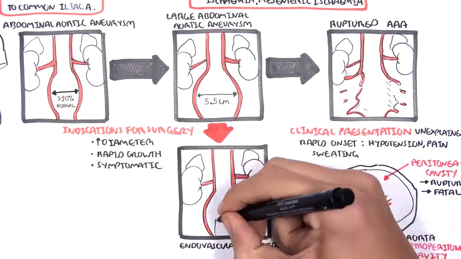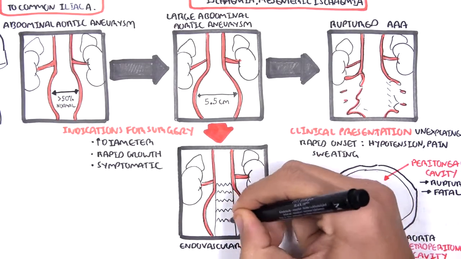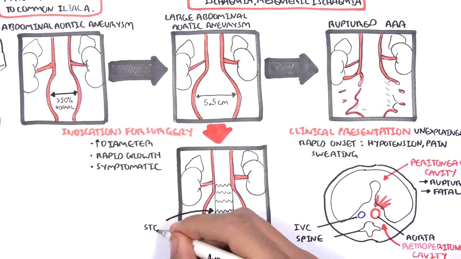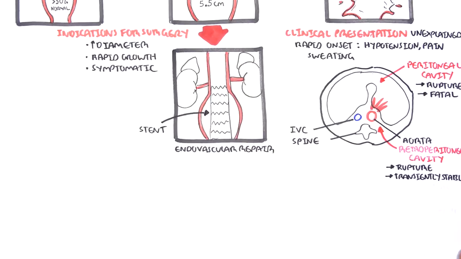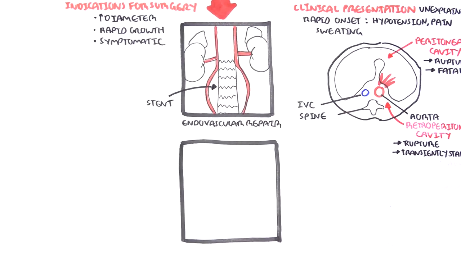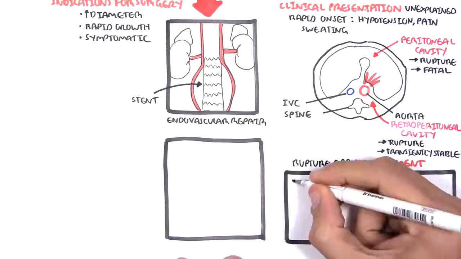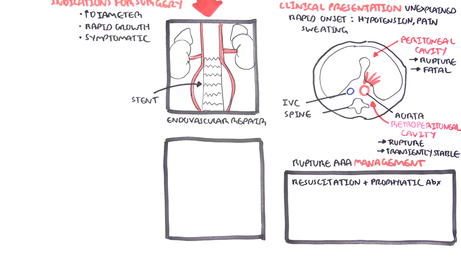The main surgery is an endovascular repair where a stent is inserted into the abdominal aorta that runs essentially through where the aneurysm is. The management of a ruptured AAA is an emergency, and in summary requires resuscitation and surgery. Prophylactic antibiotic prior to surgery is also important.